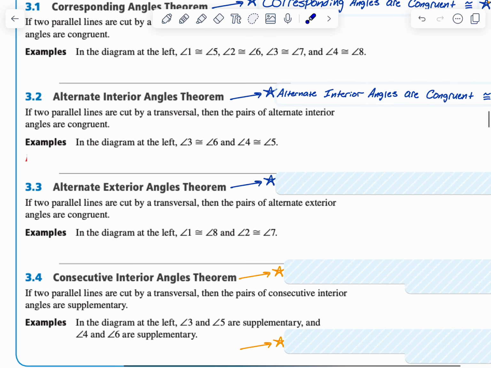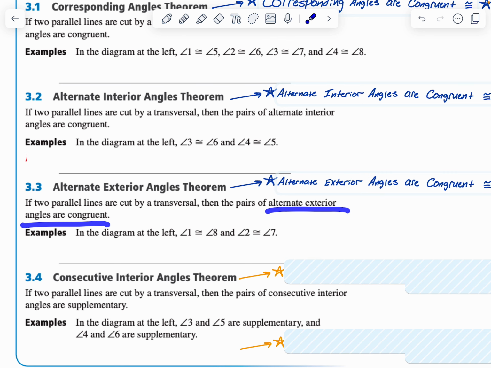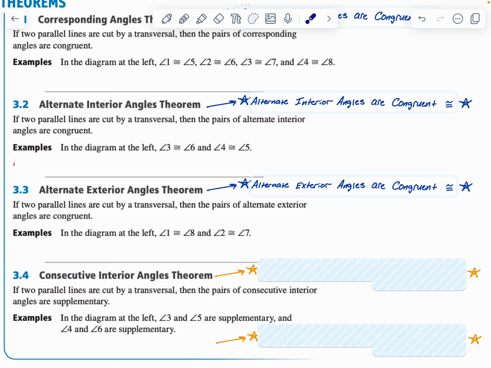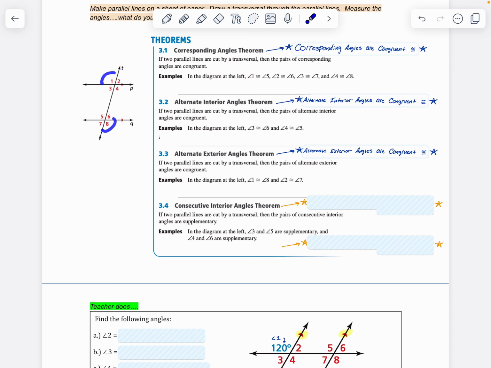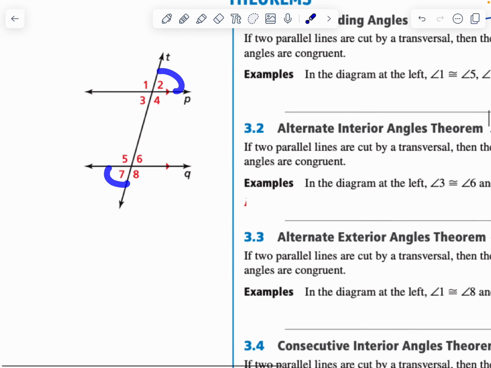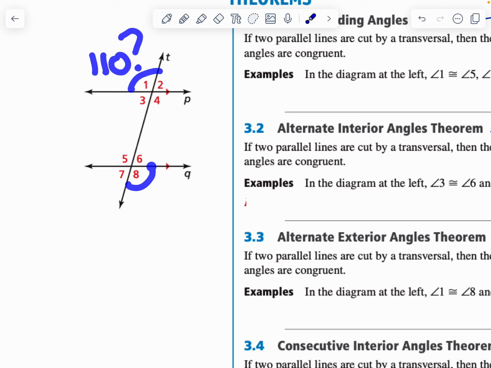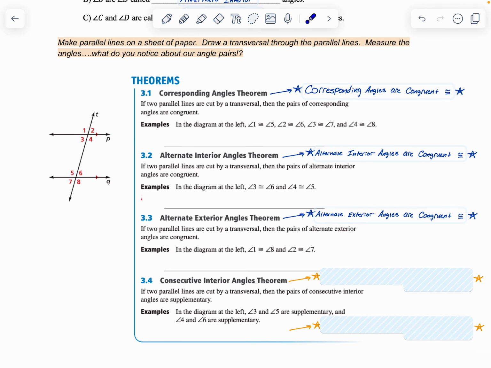Similarly, alternate exterior angles. If 2 parallel lines, again, still parallel, are cut by a transversal, then the pairs of alternate exterior angles are also congruent. Alternate exterior angles are congruent. So I have angles 1 and 8. Opposite sides of the transversal, and they're outside the parallel lines. 1 and 8, and I also have 2 and 7. If angle 1 was 110 degrees, angle 8 would, well, also have to be 110 degrees. Same with 2 and 7.